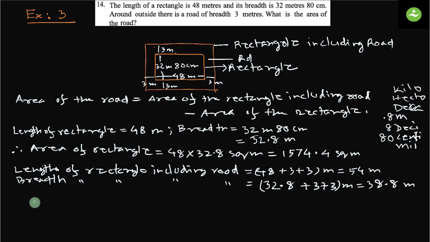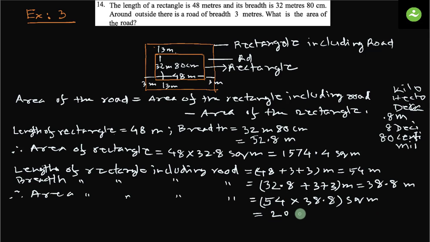Now we have the length and breadth of the rectangle including road. Can we find the area? Area of the rectangle including road equals length into breadth, 54 into 38.8 square meters. Meter into meter means square meter. What is the result? 2095.2 square meters.